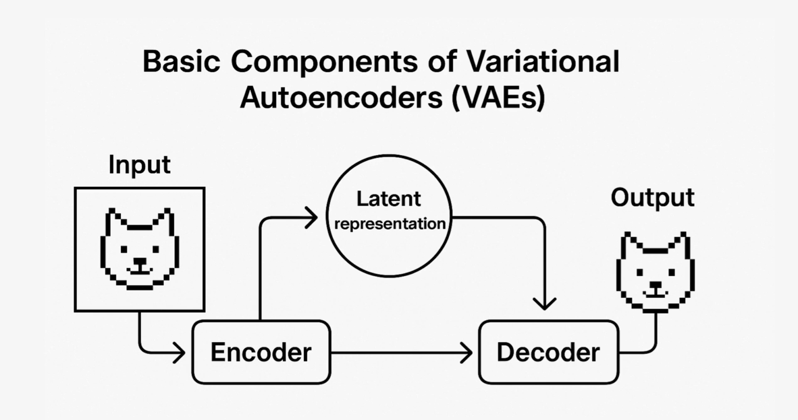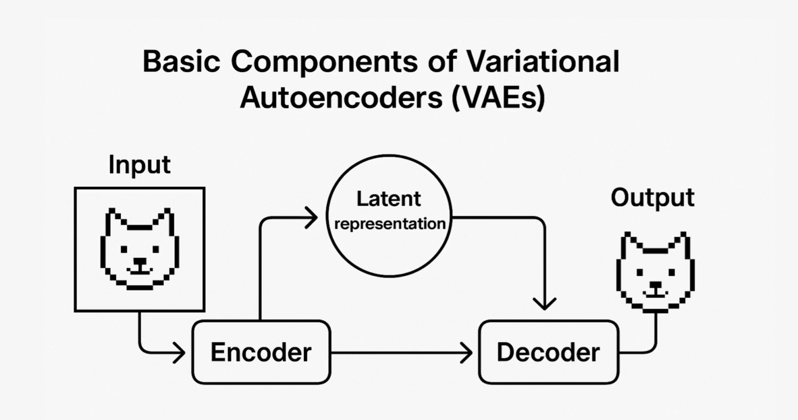Architecture and training of VAEs. Now, let's talk about the structure and how we train a VAE. The encoder doesn't just output one value, it outputs two, a mean and a standard deviation, defining a probability distribution in a hidden or latent space. From this distribution, we sample a point, and the decoder uses that to recreate the original input.